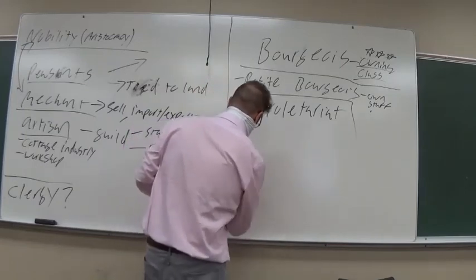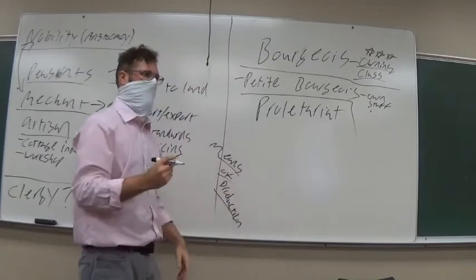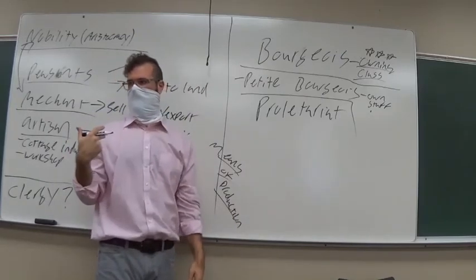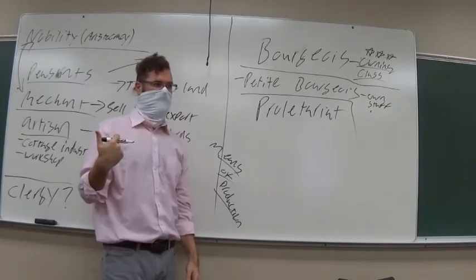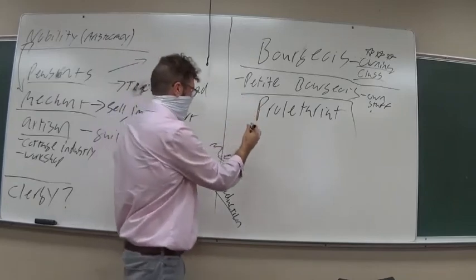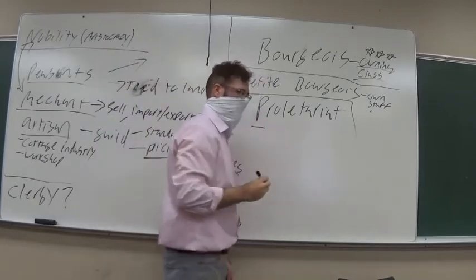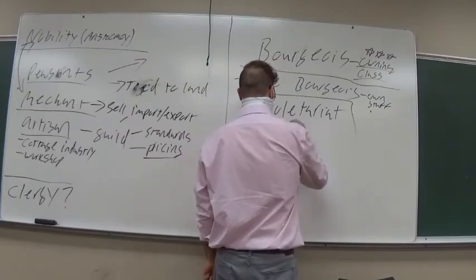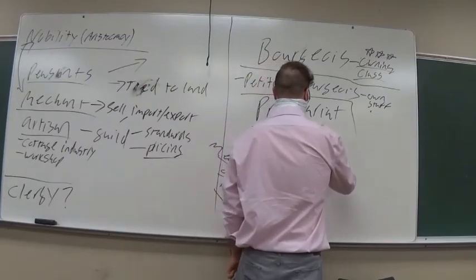Do most people who work have the ability to own the business that they work for? What do most of us do? We work for somebody else. And that's essentially what makes somebody proletariat in this system. The proletariat works for someone else.